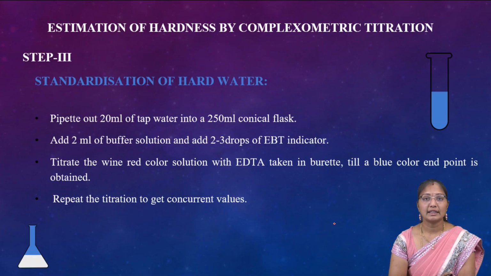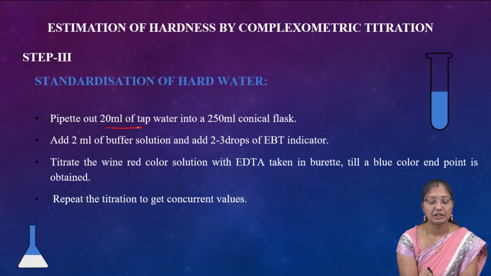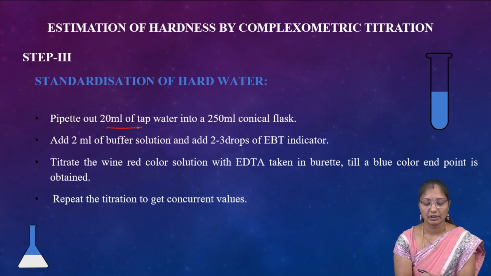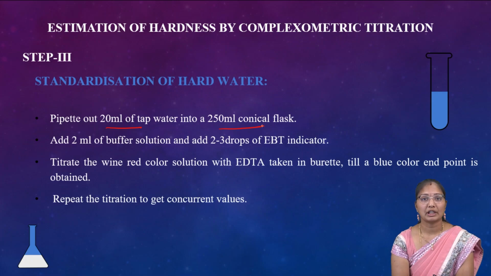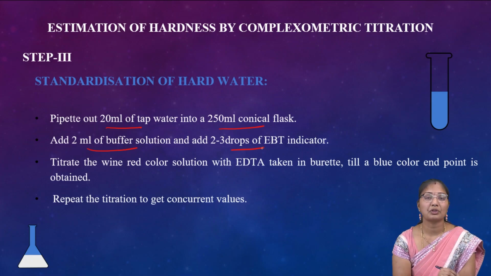Now the standardized EDTA solution is ready for the determination of hardness, both permanent and hard water hardness in water. So now we are moving on to the present experiment. Up to now we completed the standardization procedure. Now the real experiment: we have to take 20 ml of tap water, that is hard water, into a 250 ml conical flask. 2 ml of buffer solution plus 2 to 3 drops of EBT indicator are added to the conical flask.